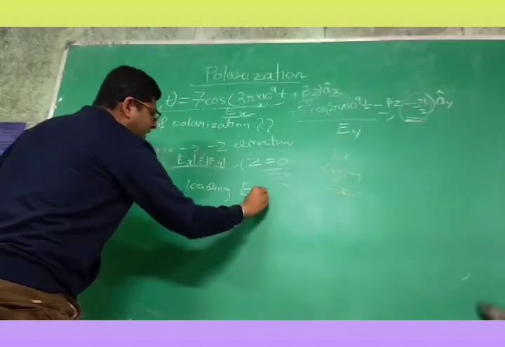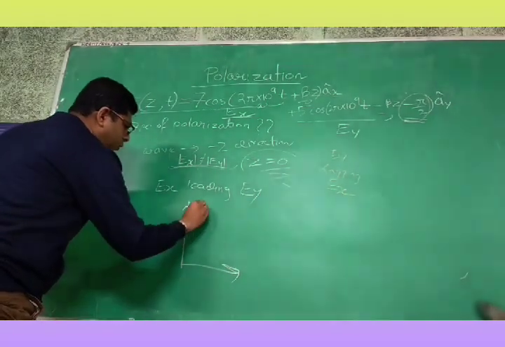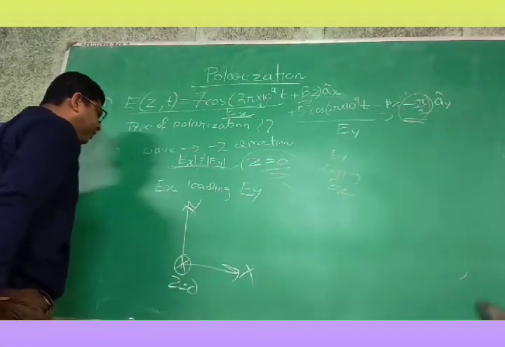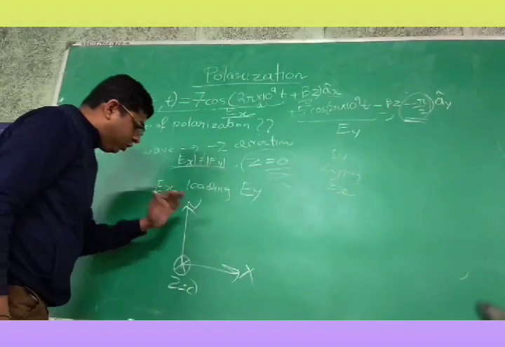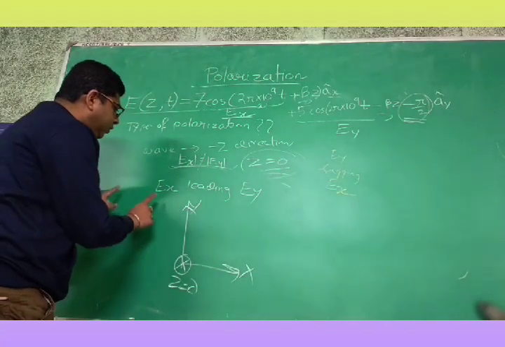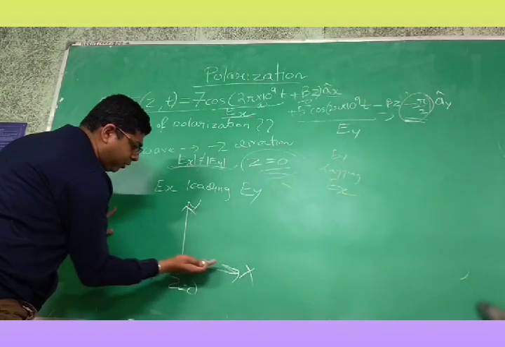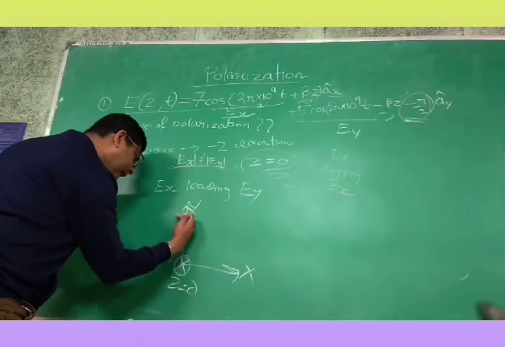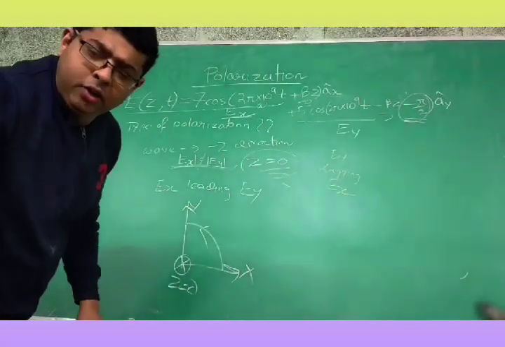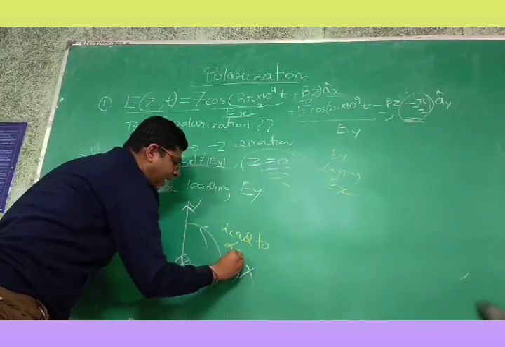Ex leading Ey. So what you can do is, again plot the same thing. Directly you can plot y, this is your x, this is the direction of propagation of the wave, inward to the board, and go through the convention like this, lead to lag, lead to lag. So which one is leading? Ex is leading. So Ex, that means this is the x component, lead to lag, lead to lag. That means like this. Simply you can go with this convention, that is lead to lag.